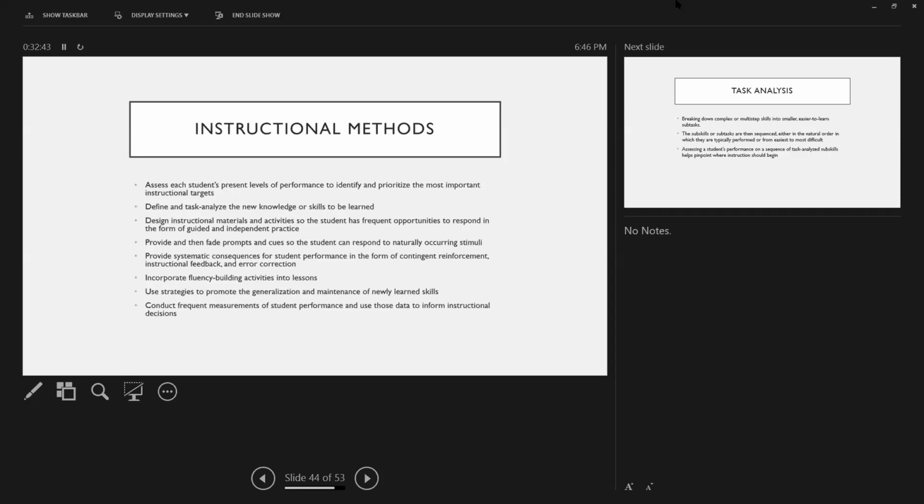When thinking about instructional methods, there's a lot here. Certainly we need to be aware of a student's present levels of performance. And that's because we want to identify and prioritize the most important instructional targets. If possible, well, it's always possible to define a new knowledge or skill to be learned, but if it's possible, task analyze it, break that complex skill or piece of information into its component parts and teach those parts on an individual basis.